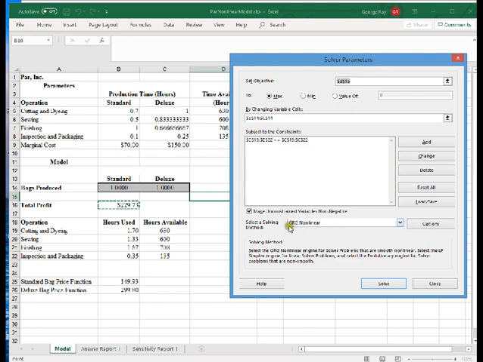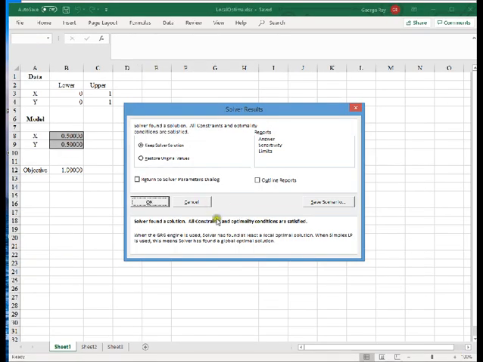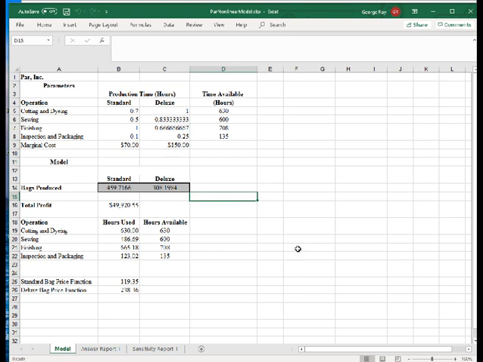And here, instead of the simplex algorithm, we're going to select the GRG nonlinear algorithm. So we'll go ahead and run that one. Okay, and I've got another worksheet I'm going to show you in a minute. So this is for the next problem. Let's go back to par. Okay, so let's go ahead and just round these numbers to the nearest integer.